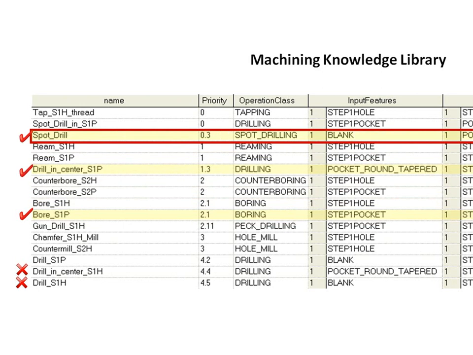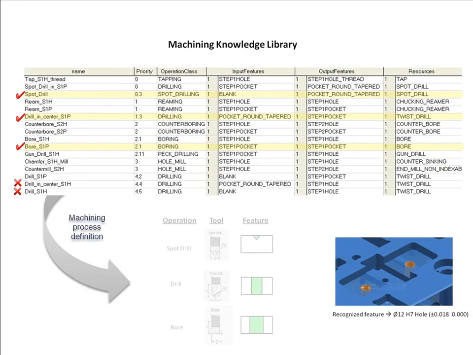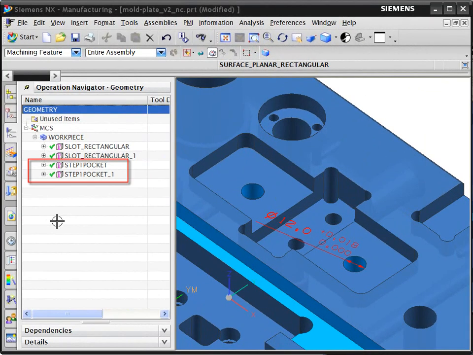This special method of combining individual operations from the machining library makes the system very flexible. It avoids the need to manage thousands of preset machining method templates. Let's take a look at the automatically generated machining operations in the Operation Navigator.